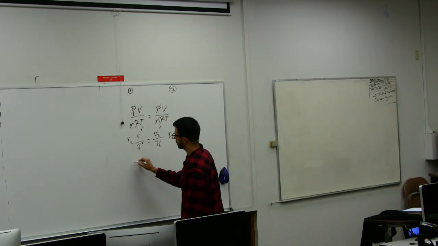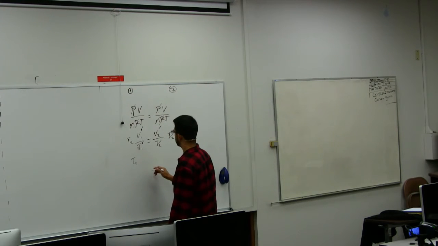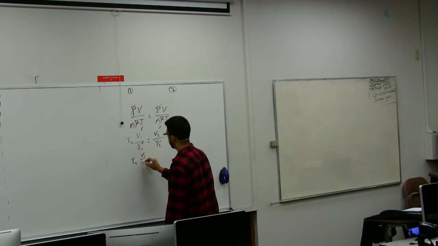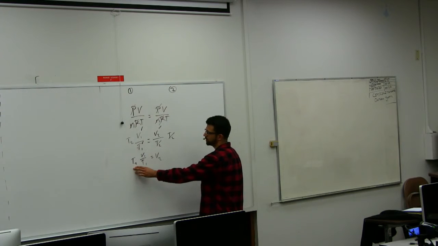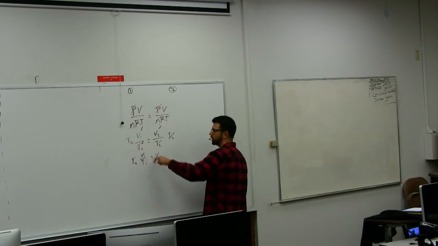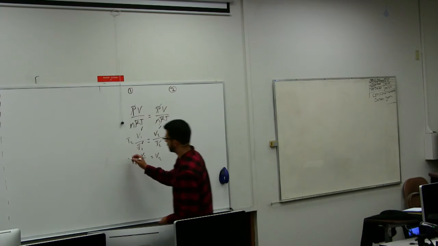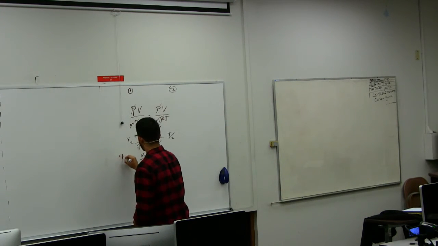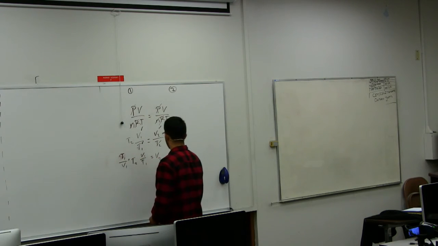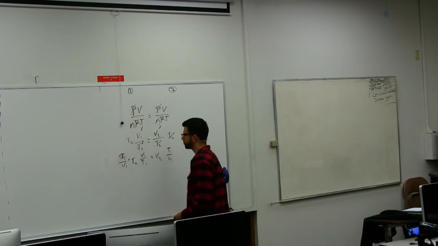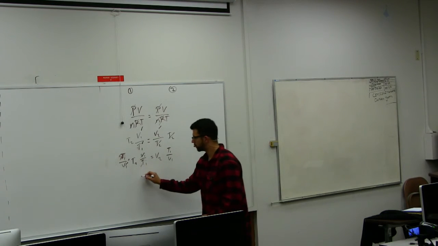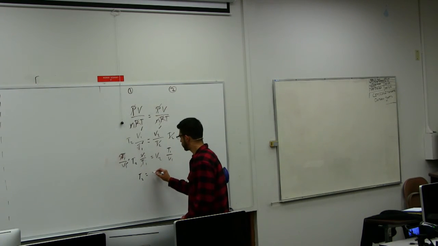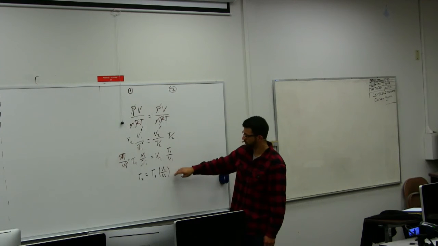T2 cancels on this side, so now I'm left with T2 times V1 over T1 equals V2. But now we want to isolate T2 by itself. So we multiply by the reciprocal of V1 over T1. My T1 cancels my T1, my V1 cancels my V1. So now I'm left with my final temperature is going to equal my initial temperature times my final volume over my initial volume.